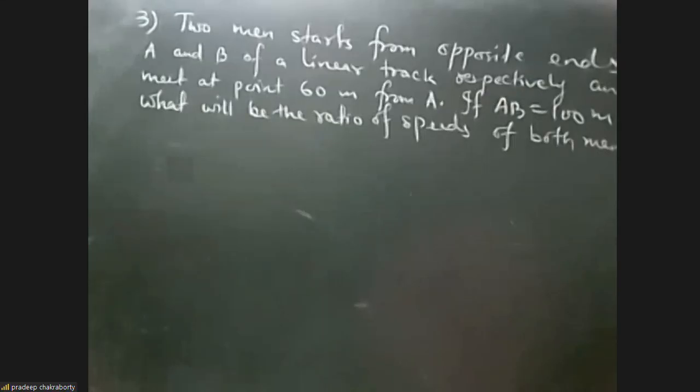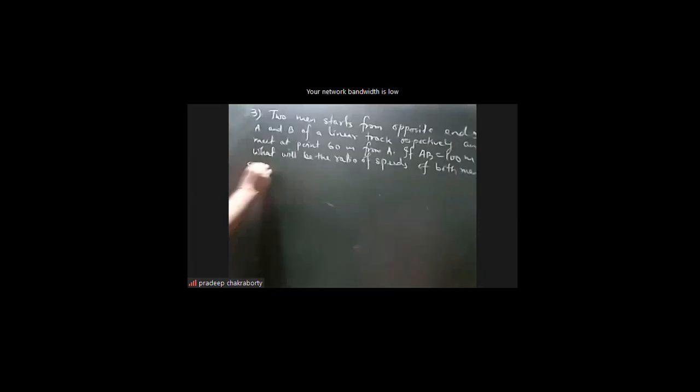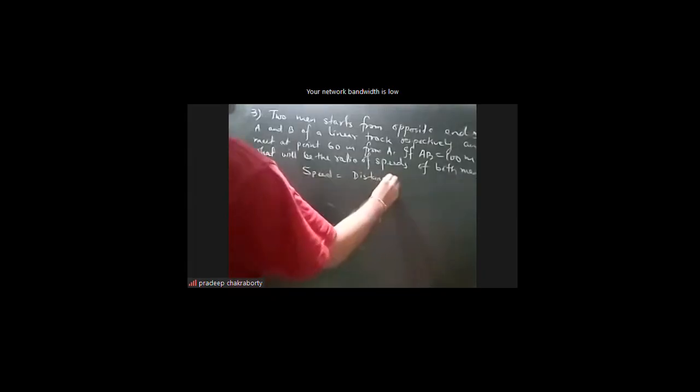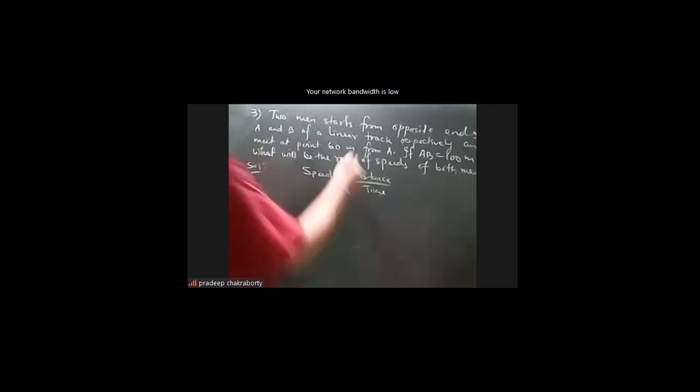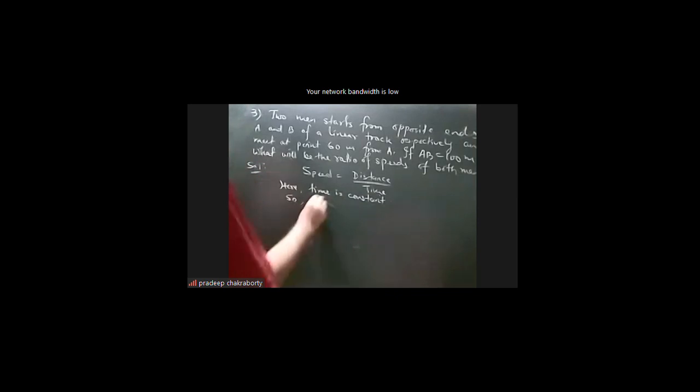So in this question, see, we have a formula, speed equal to distance by time. Here, nothing is mentioned about time, means time is constant. So we write here, time is constant. Okay, so speed is directly proportional to distance.